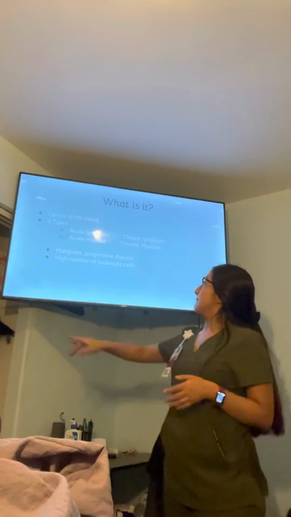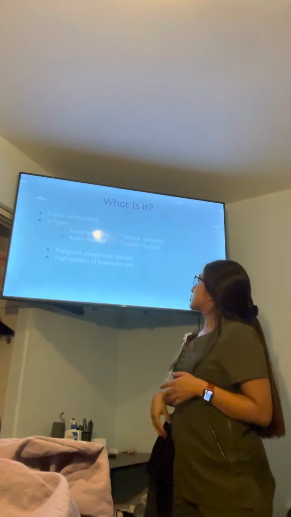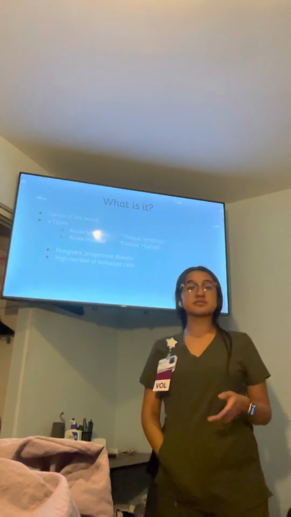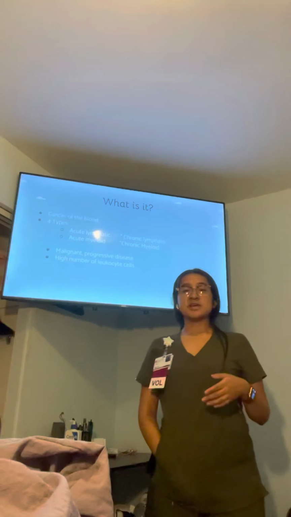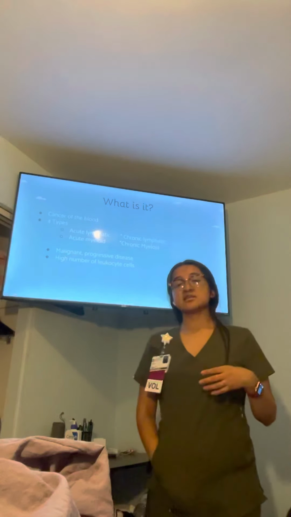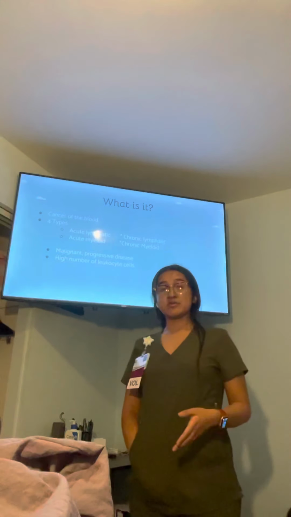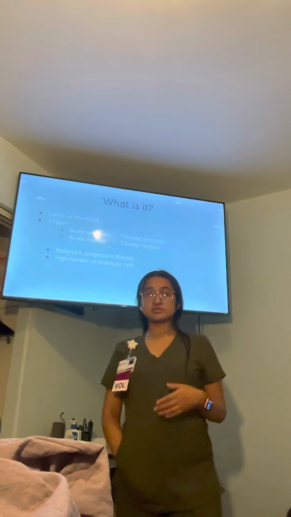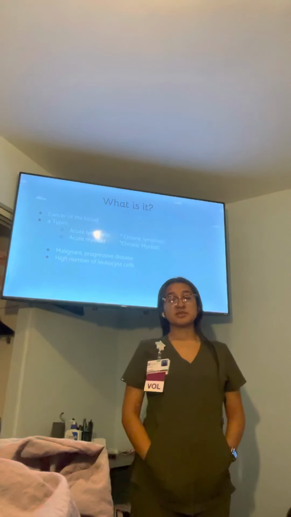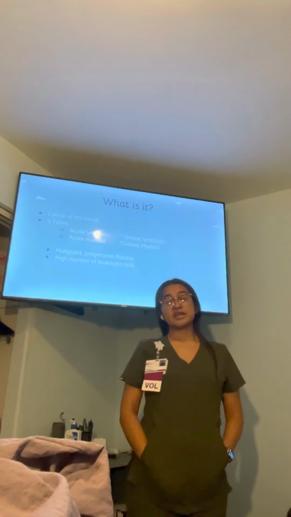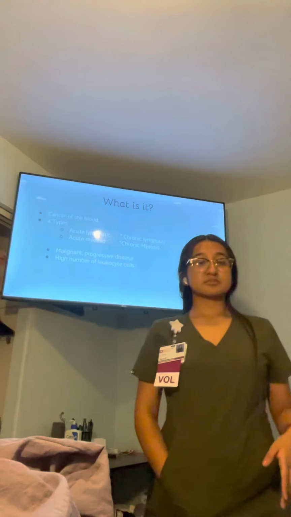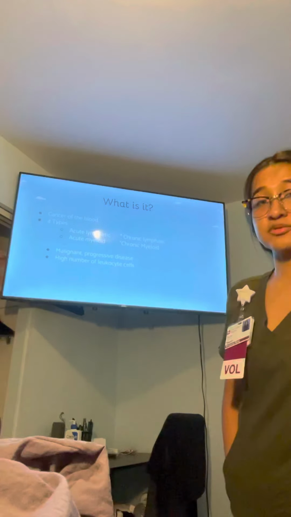And myeloid and lymphatic refer to where the cancer has started, the region. Leukemia is a malignant and progressive disease. What does this mean? This means that it is a cancer that reproduces very quickly and it spreads to nearby regions rapidly. And it also has the ability to target, invade, and destroy nearby perfectly healthy cells. And there is a high number of leukocyte cells.